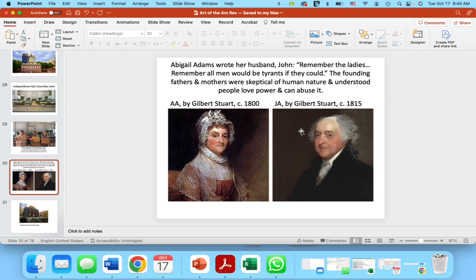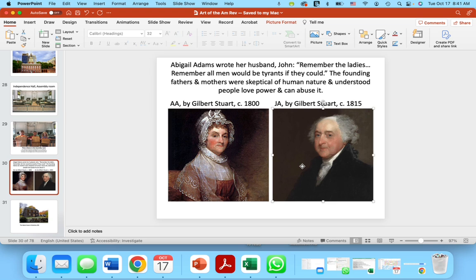Abigail Adams wrote to her husband, John, who left Quincy, left Braintree, and went down to Philly. She says, remember the ladies. Remember the ladies. Give ladies rights. Give ladies the right to vote. Okay? And the women knew that power corrupts. And the men knew it too.